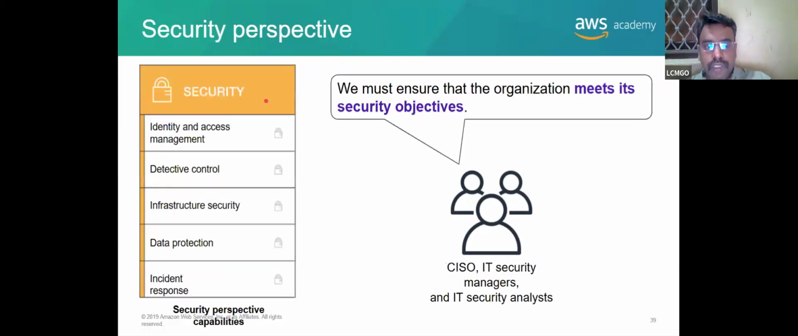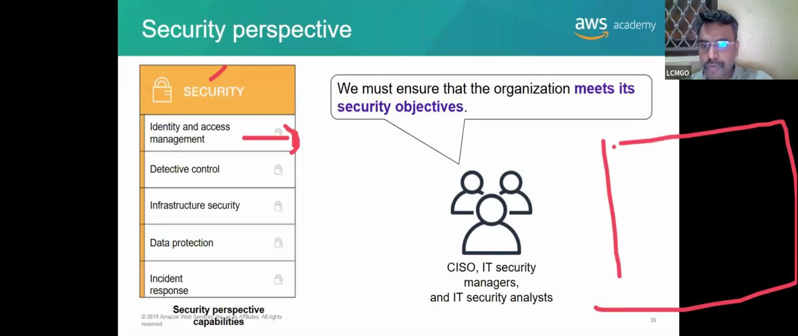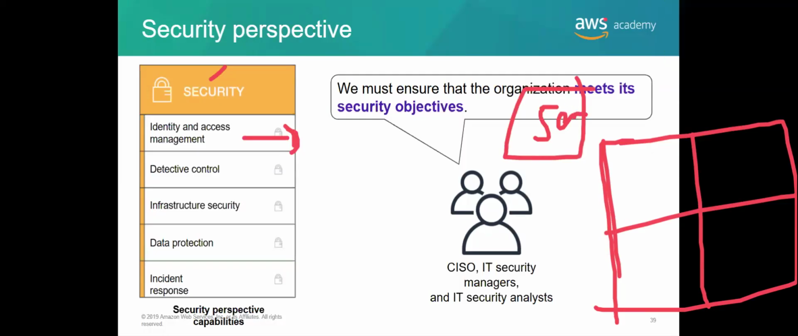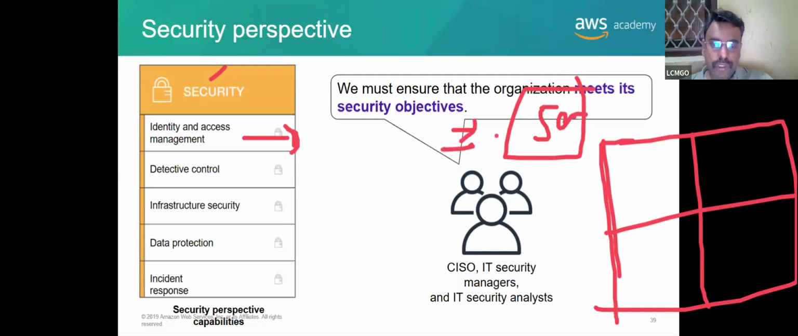Right. Next one, security. Security means what? Identity and access management. That means you will have certain systems, for example certain rooms. Like previously, you have server rooms, na? Will you give access to everyone for server rooms? No, right? Only that particular administrator can go to that room. Correct, na? Yes, same thing.